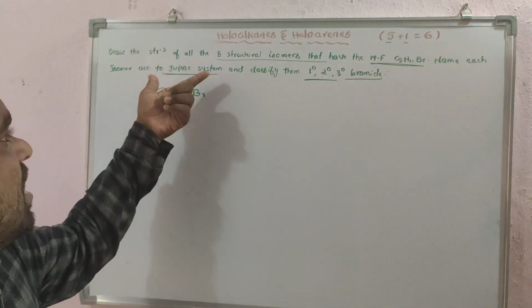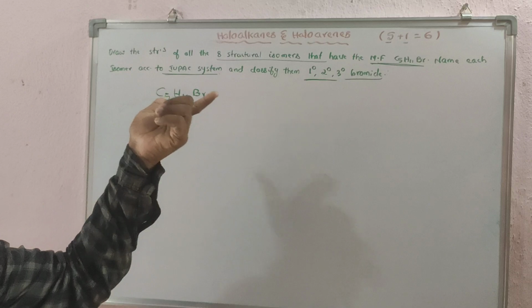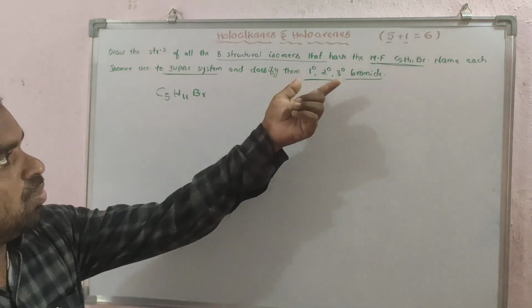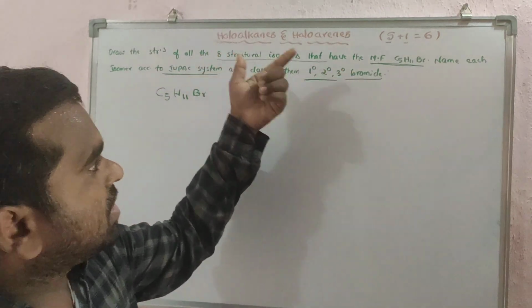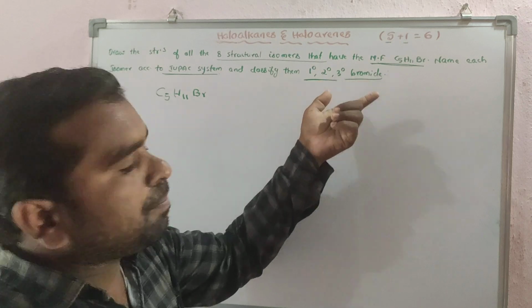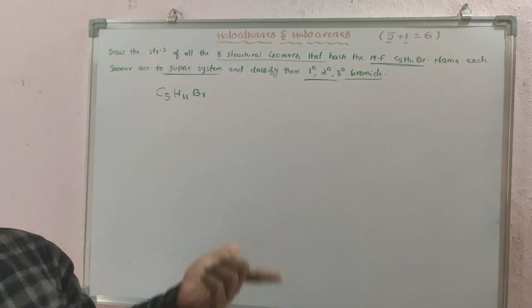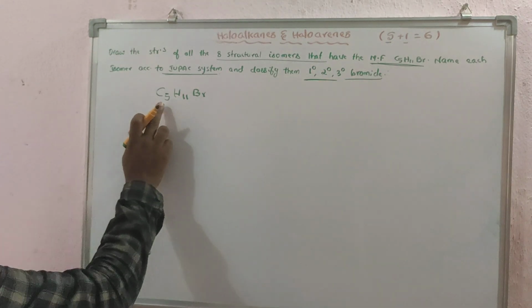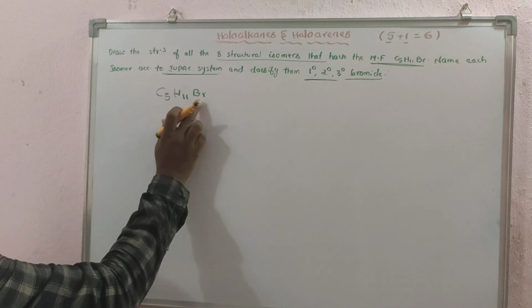I will not discuss the IUPAC names here, because we have already discussed them previously. So now we will write the 8 structural isomers and classify them as primary, secondary and tertiary. Clear? The compound given is C5H11Br.